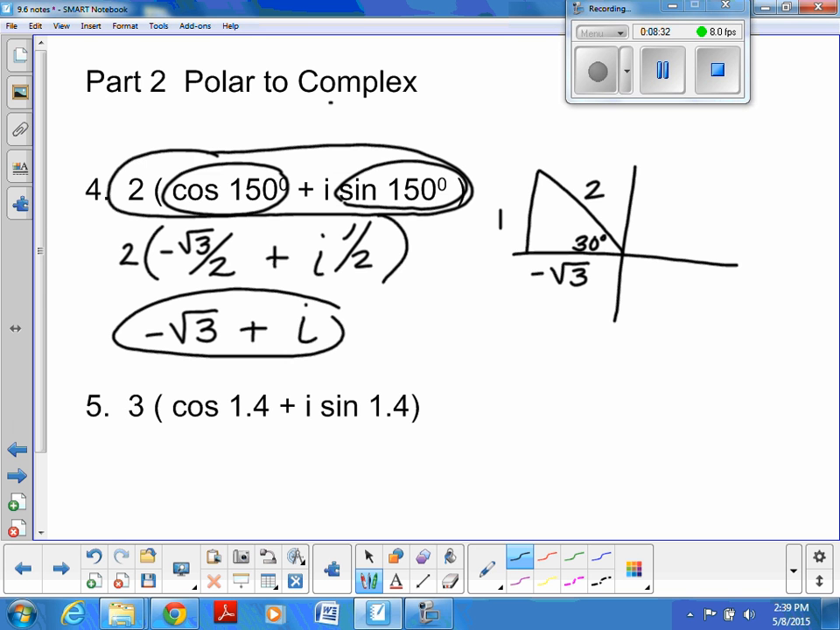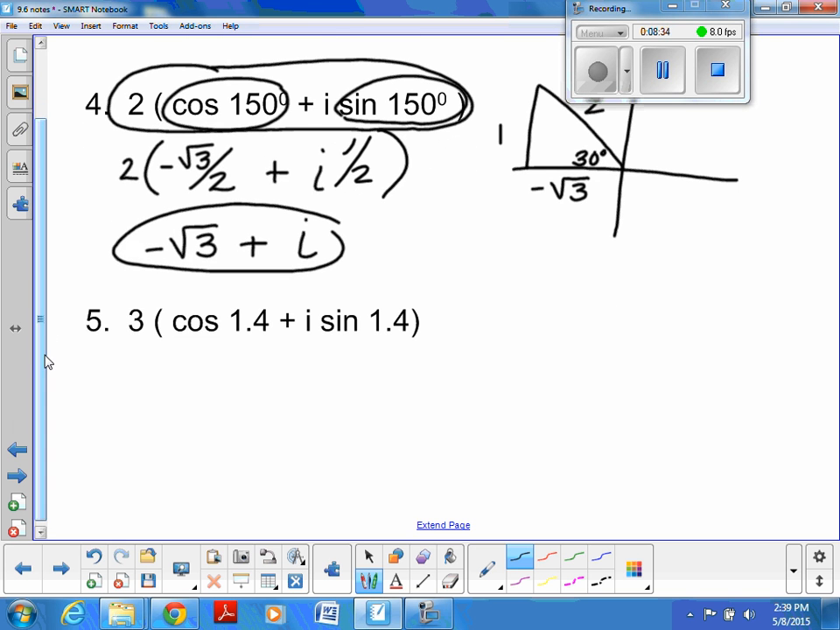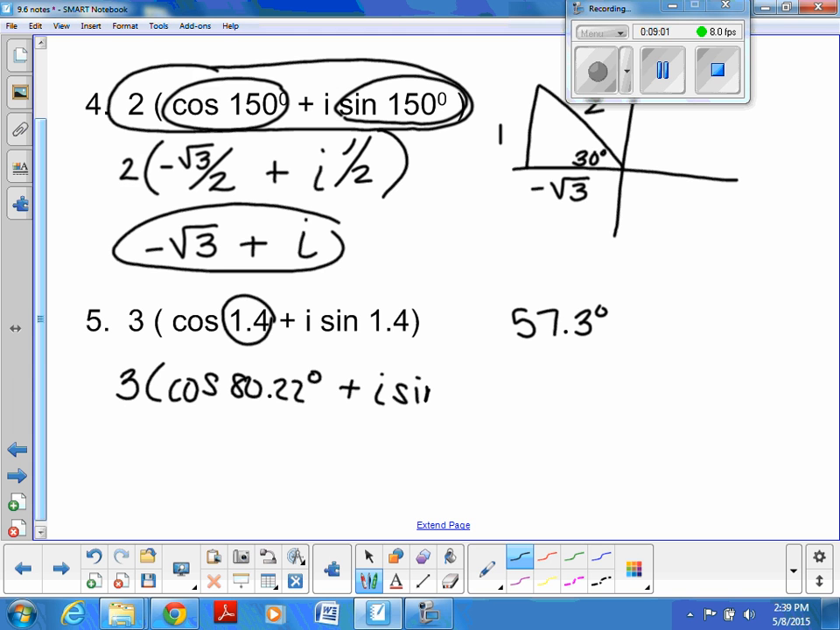So, okay, last problem. There's something wrong with this one. That's why I want to do this one. What's wrong with this one? It's in radians, right? It's not in degrees. So what's that magical number that you have to remember? Yeah, 57.3. So I need to take 1.4 and multiply it by 57.3. And we're looking at 3 cosine of 80.22 degrees plus I sine of 80.22 degrees.